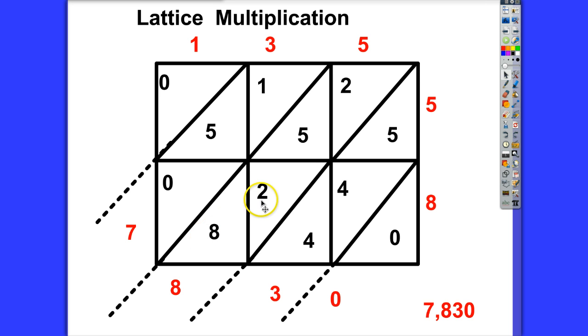8 plus 2 is 10, plus 5 is 15, plus 2 is 17, plus the 1 that I carried is 18. So I'm going to write my 8, and then I'm going to carry the 1. 5 plus 1 is 6, 1 more is 7. So then I take my numbers that I have in the diagonal and I just write them out for my product. 7,830.